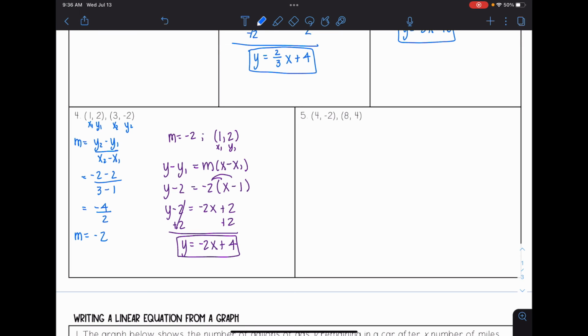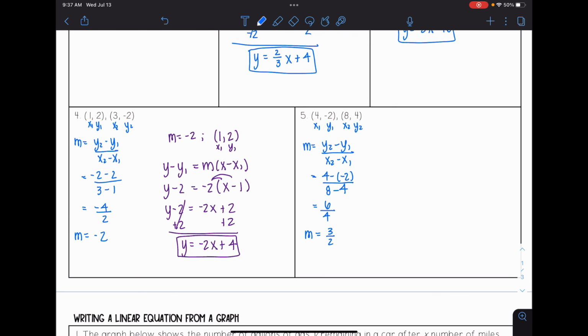Okay, looking at one last one, I have the 2 points 4, negative 2, and 8, 4. I'm going to first label my points as x1, y1, and x2, y2. Finding my slope, I know that's going to be y2 minus y1 over x2 minus x1. y2 is 4 minus y1, which is negative 2, over x2, which is 8, minus x1, which is 4. 4 minus negative 2, I get 6. 8 minus 4, I get 4. And simplifying that out, I get that m is equal to 3/2.